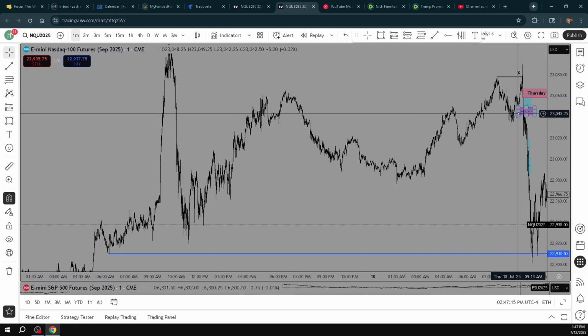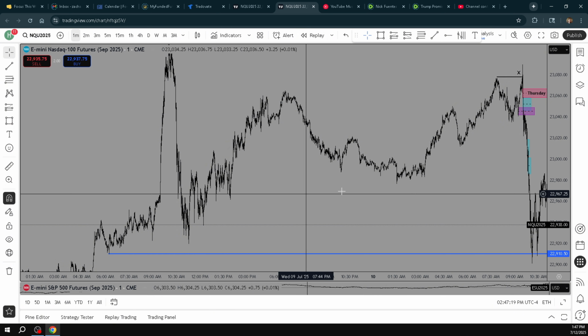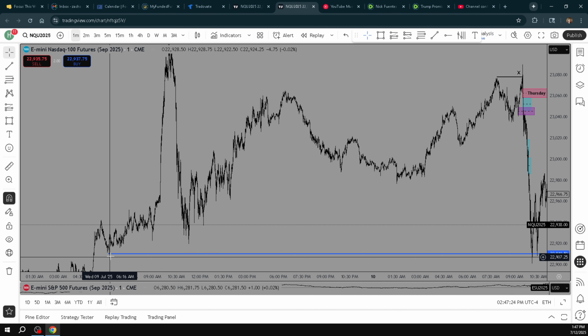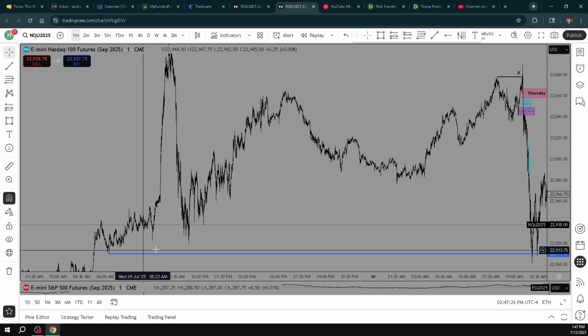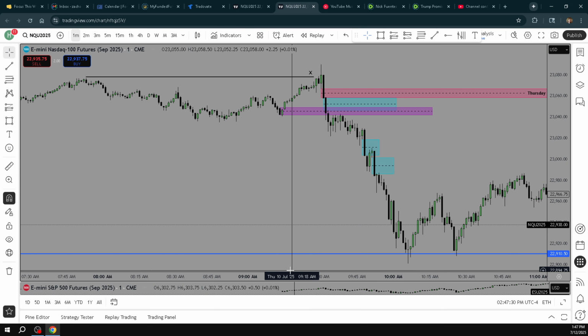Look at all this low resistance liquidity. Look at that one there. You can be taking partials at these levels. But then our final draw is down here. This is very obvious right here, sell side liquidity. So let's zoom back in.